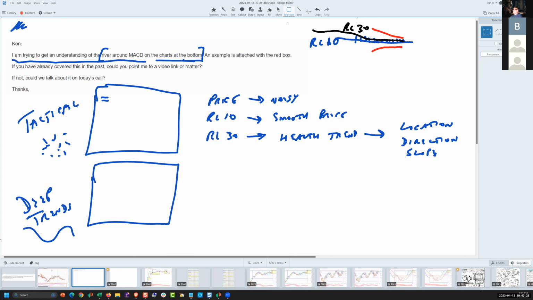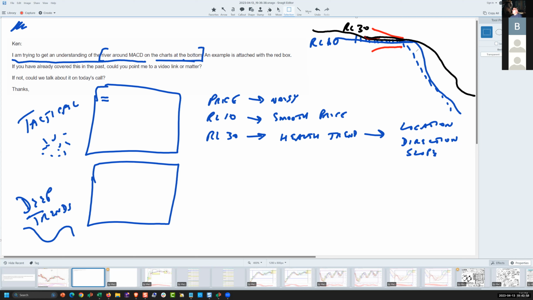The first thing that's going to happen is that the price is going to depart and start heading down. Then the RL10 has a tiny bit of lag, but pretty quickly comes and joins the price. And then the RL30, because that is slower to move, is going to create some kind of lag, but it's eventually going to come down like this as well.